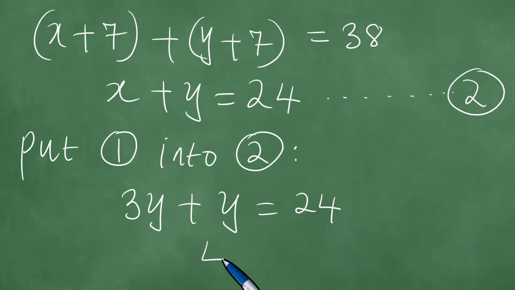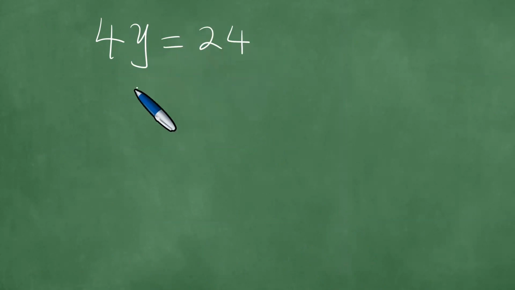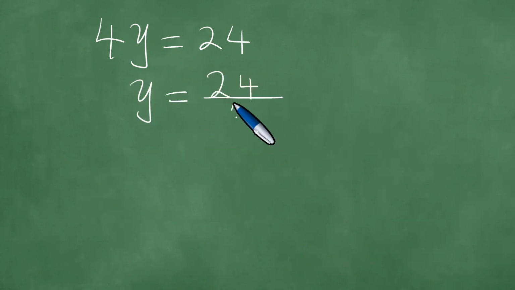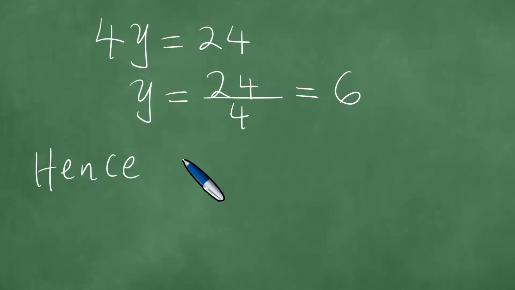Right, and if you add these two terms, you get 4y equals 24. If this is the case, that 4y equals 24, we can divide both left and right by what? By 4, so that y is equal to 24 divided by 4, and the result is 6. Hence, y equals 6.